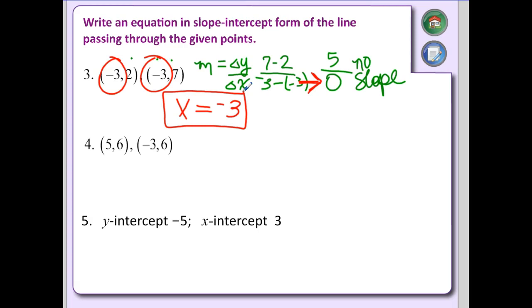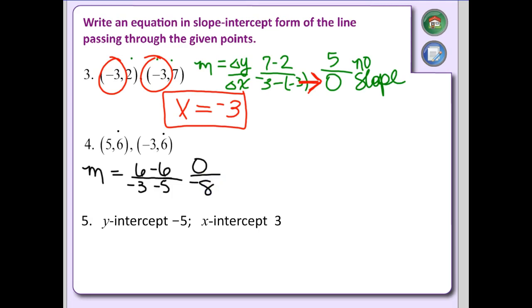Now, let's look at number 4. Same plan. As soon as we realize that we have 2 points, we have 2 steps. So the first thing I need to do is find my slope. So 6 minus 6, back minus the front, over -3 minus 5. Well, what's 6 minus 6? 0 over -8. Oh, we got a 0 again.